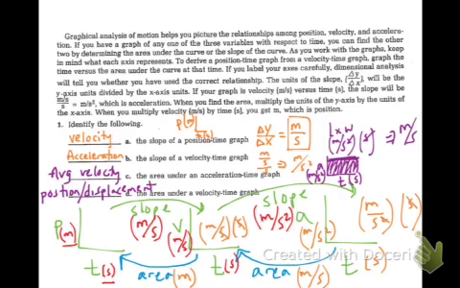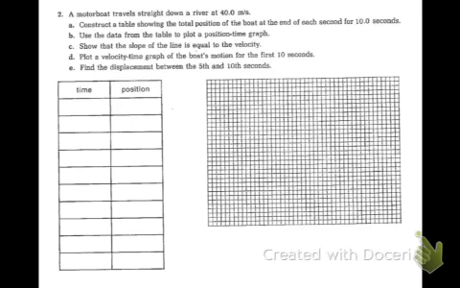Please, please, please make sure that you understand this. We're going to go over one particular example. Okay. So, moving on. We've got a motorboat that travels straight down a river at 40 meters per second. So before we even get into this, what does that even tell us? They tell us our velocity here, but that also tells us for every second we've covered 40 meters.